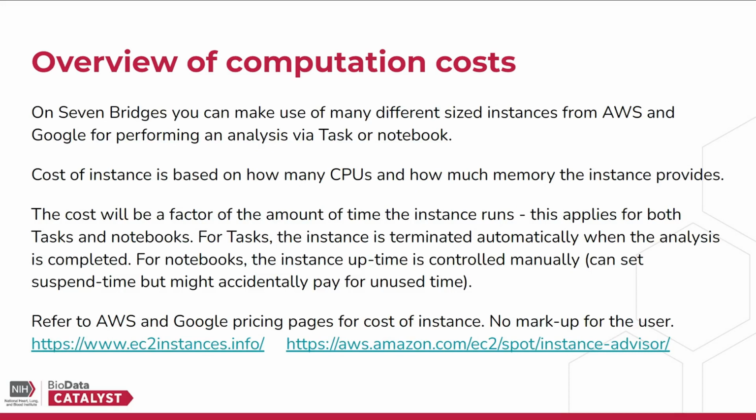The pass-through cost of these instances are based on how many CPUs and how much memory the cloud instance provides. The cost will be a factor of the amount of time the cloud instance runs. This applies to both tasks and to Data Studio notebooks. Refer to these helpful links for current AWS pricing. Likewise, Google provides similar information online.